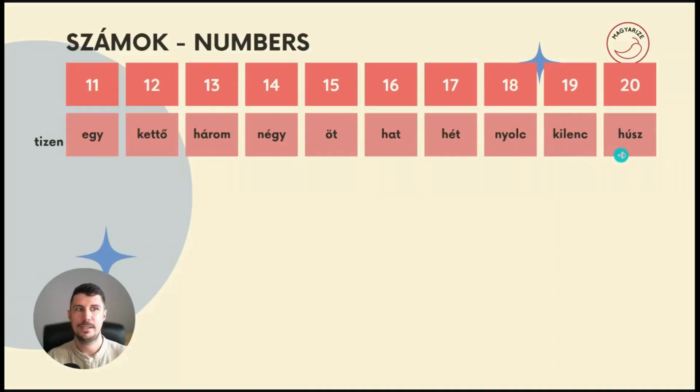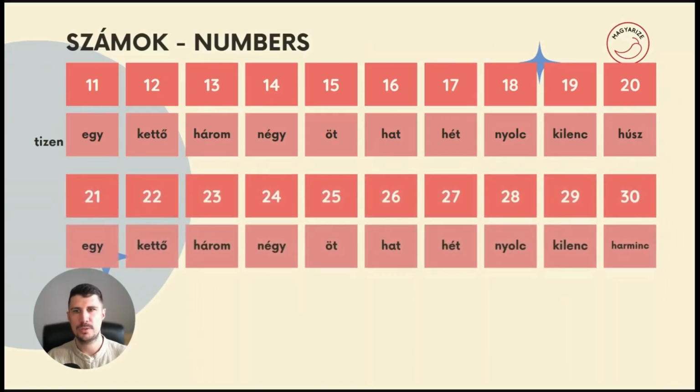Tizenkilenc. És húsz. In the 20s, again, húsz is number 20. It will change a little bit. So from húsz, it will turn into huszon. So 21 will be huszonegy. Huszonkettő. Huszonhárom. So how do we say 24 in Hungarian?